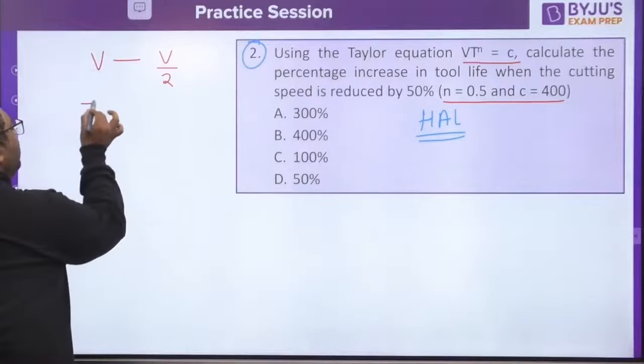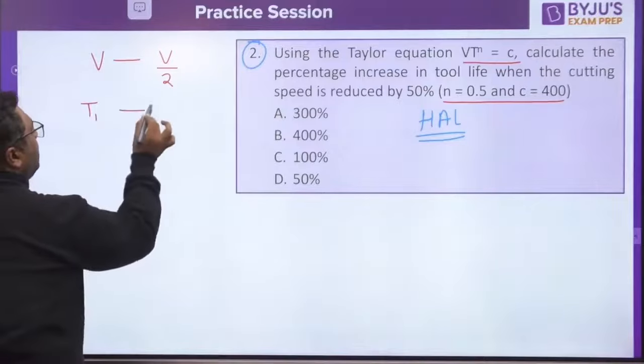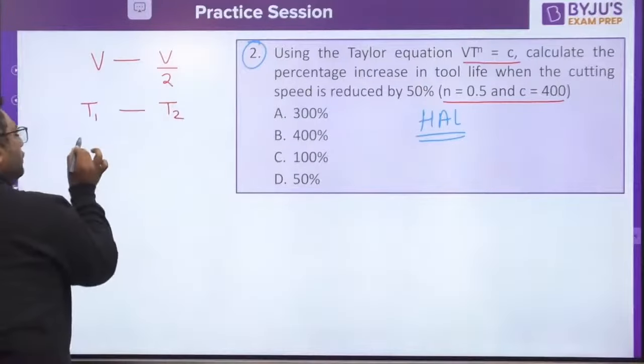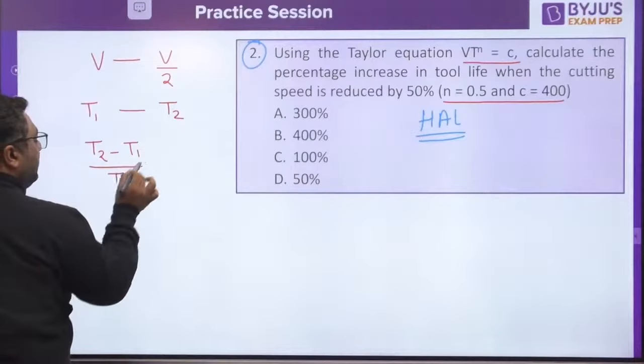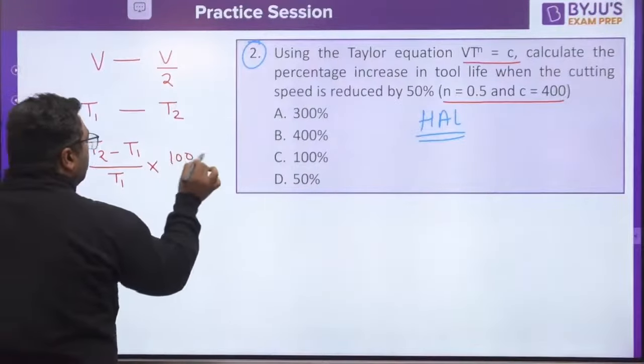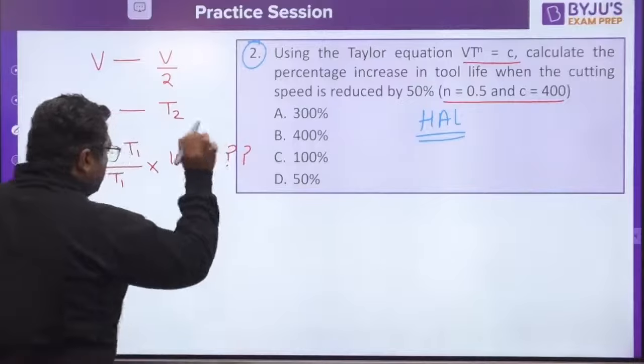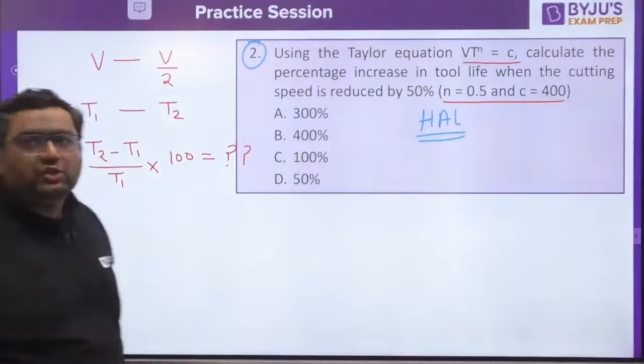So let us say T1 is the first tool life and it is changing to T2. So you need to find out (T2 minus T1) by T1 into 100. This is what you need to find out. The answer would come in percentage.